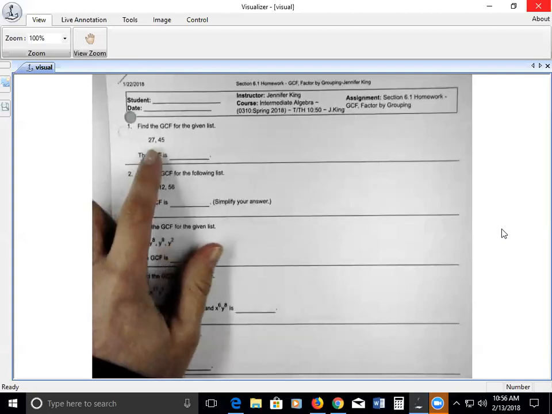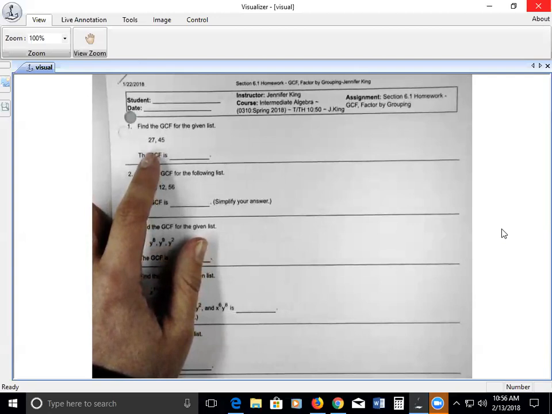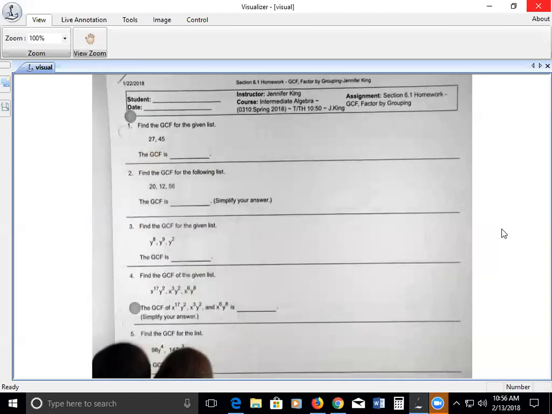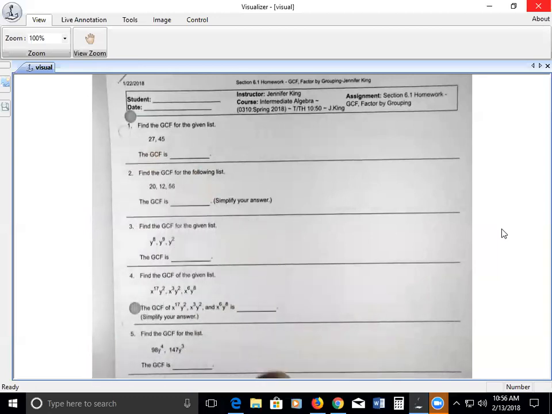So 27, what are our factors of 27? 9, I agree. 3. 1, right? 1's always a factor of any value. They all share the same. 27 is a factor of 27 because 1 times 27 is 27. 3 times 9 is 27. Is there any more? No. Okay, so technically I'm going to say 3 factors. We have 4 if you include 1, but we're going to talk about the 3. So we have 3, we have 9, and we have 27.